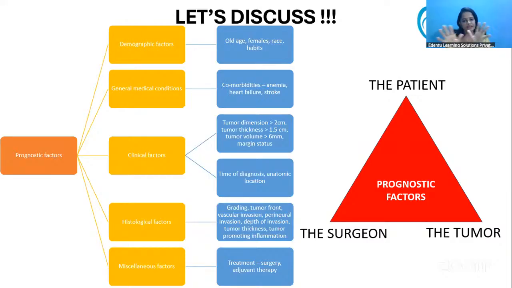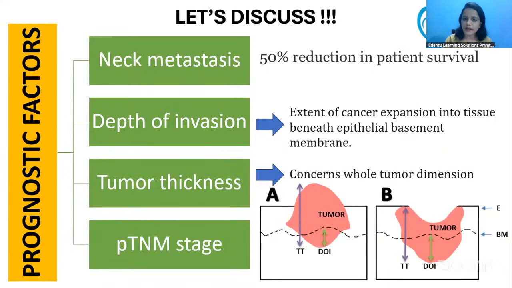Okay, so all these are important prognostic factors for determining the outcome of oral squamous cell carcinoma. But the main four are: first, neck metastasis; second, depth of invasion; third, tumor thickness; and fourth, the pTNM staging. Okay, so these four are mainly considered. There are so many factors to be considered, but these four are really, really important. The first and most important one is neck metastasis.